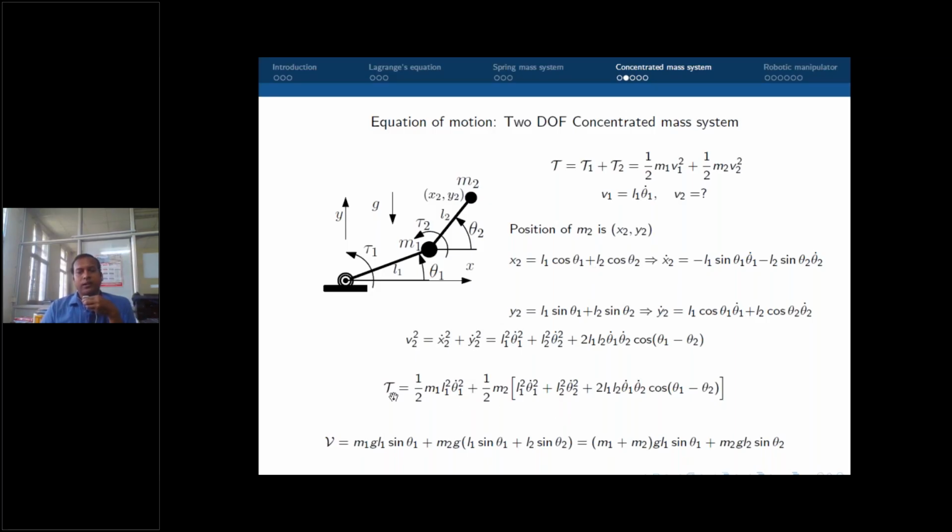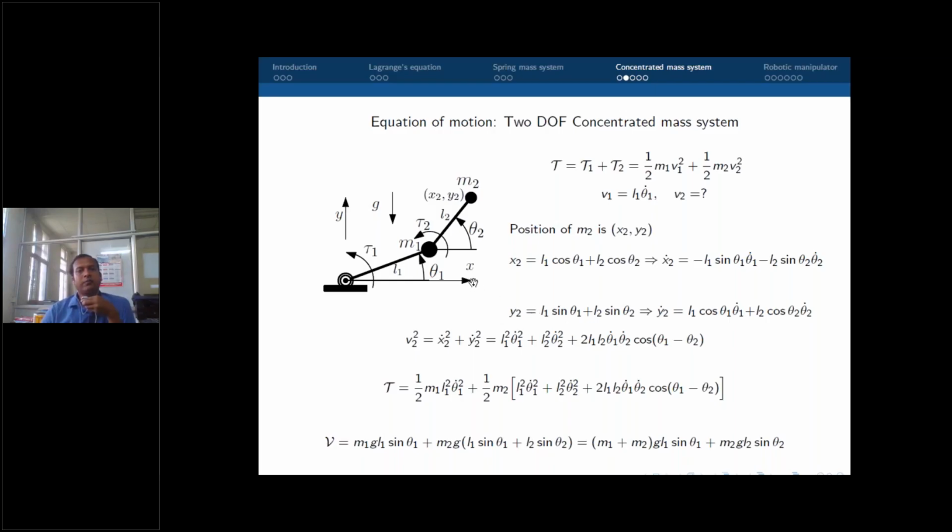Once we have kinetic energy, now let us find out what is the potential energy of the system. Again, the potential energy of the system is the gravitational potential energy. Potential energy related to the first mass is m1 g l1 sin theta 1, because the vertical distance from the horizontal x-axis for mass 1 is l1 sin theta 1. For mass 2 it is l1 sin theta 1 plus l2 sin theta 2.